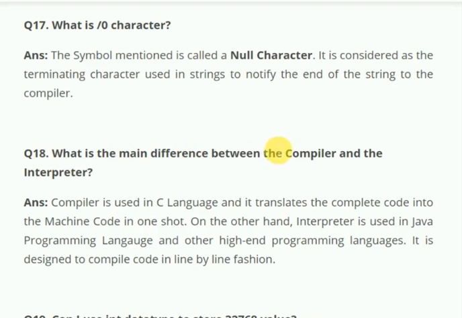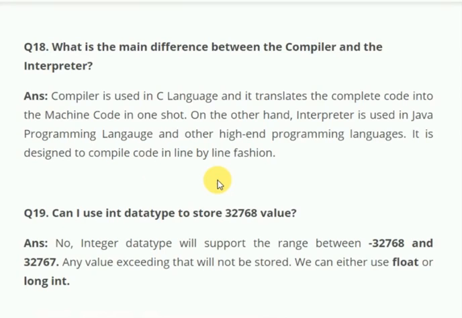What are the main differences between a compiler and an interpreter? A compiler is used in the C language and it translates the complete code into machine code in one shot. That is, it converts the whole code written into machine-level code. On the other hand, an interpreter is used in Java as well as in Python, and it translates code line by line.